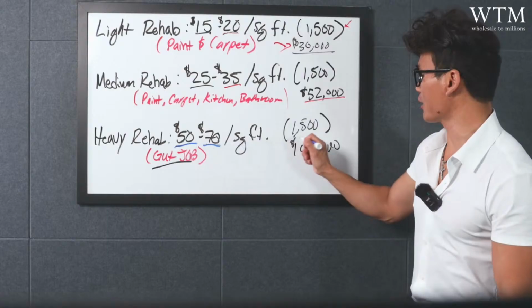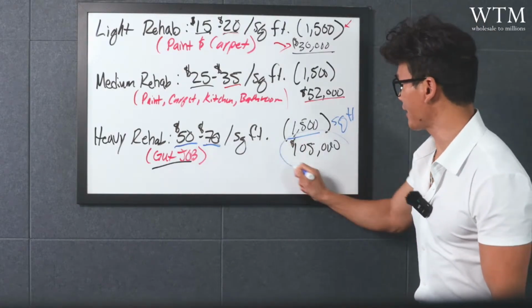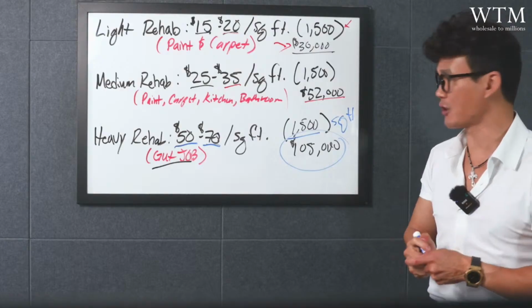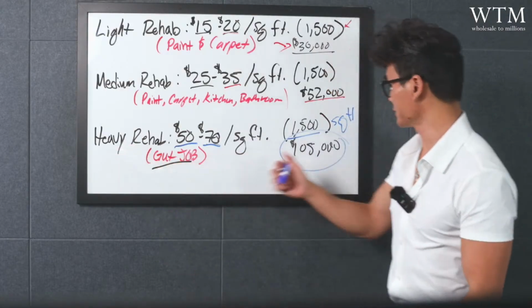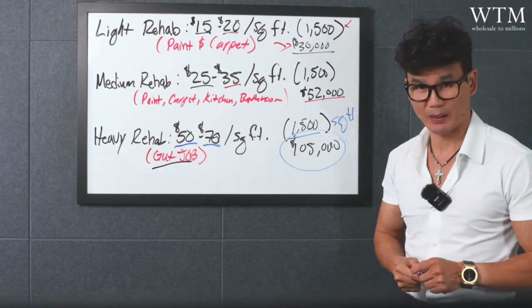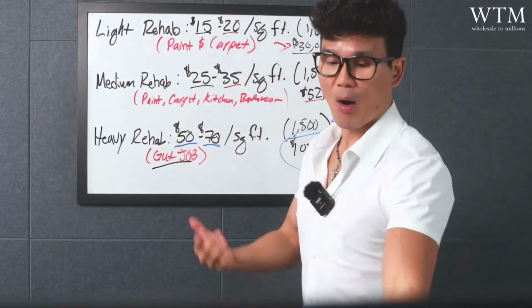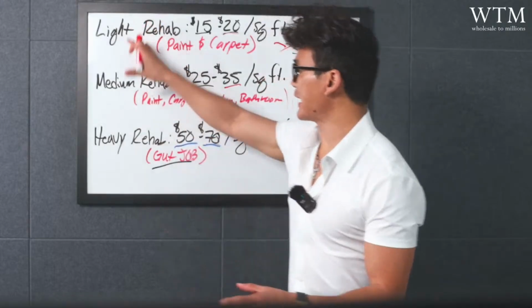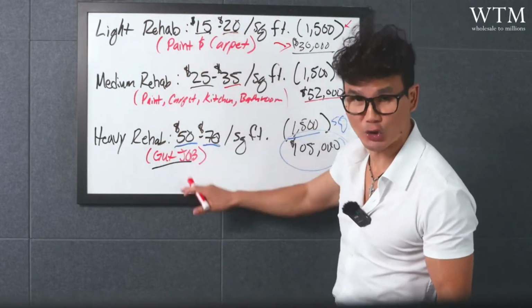So if you take $70 times 1,500 square feet, okay, that puts you at about $105,000 to do a heavy rehab, to remodel this house. That is 1,500 square feet, okay? Now, once again, this is just a ballpark. So how we do it is that typically I get a property on the contract. This is what I tell my VA to use.